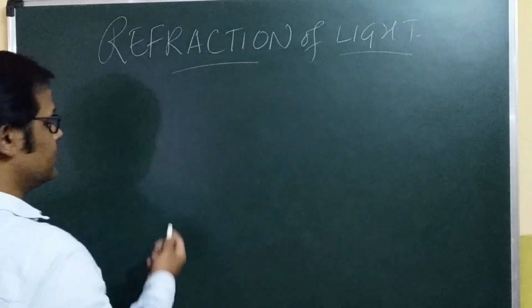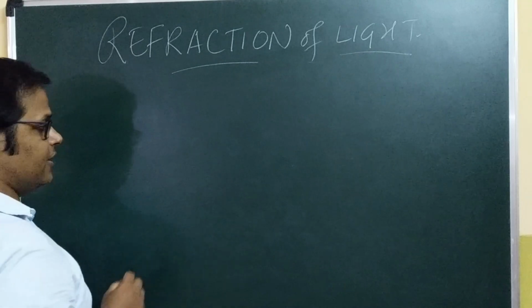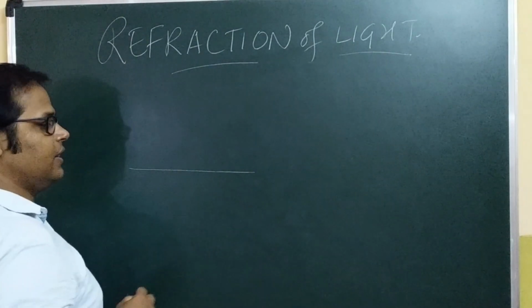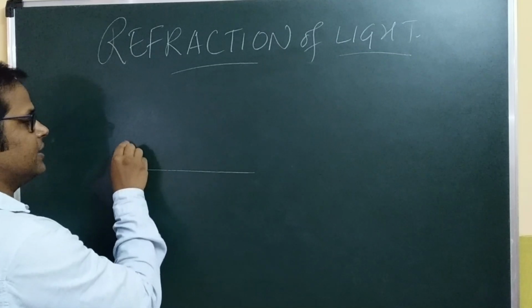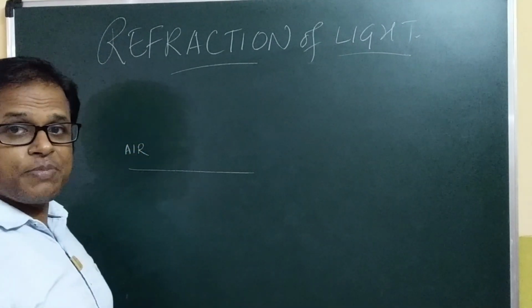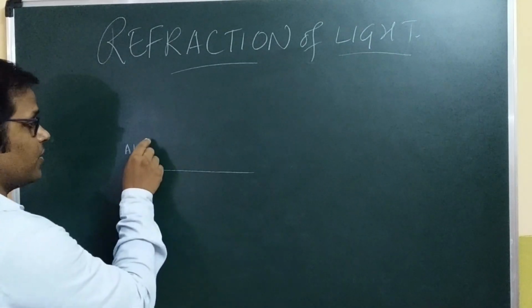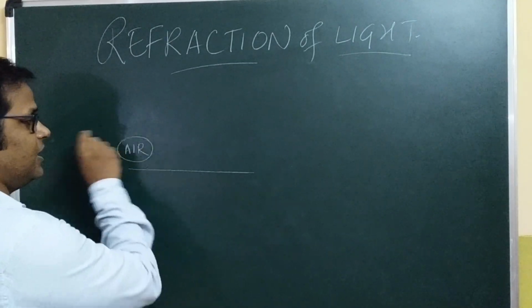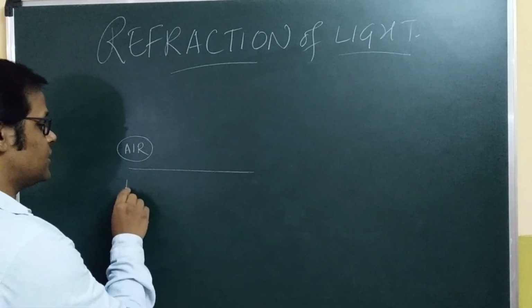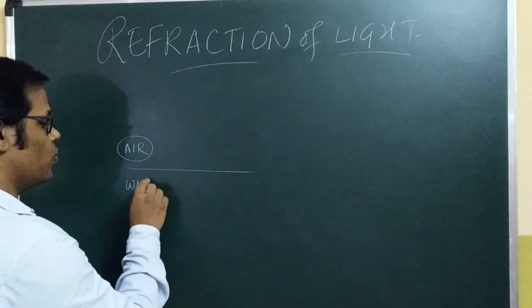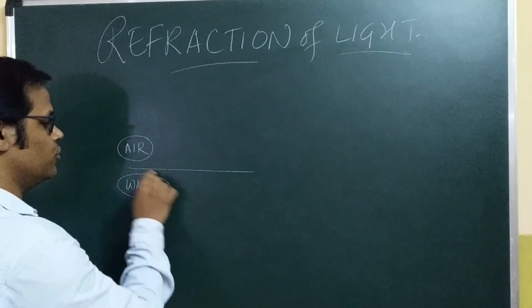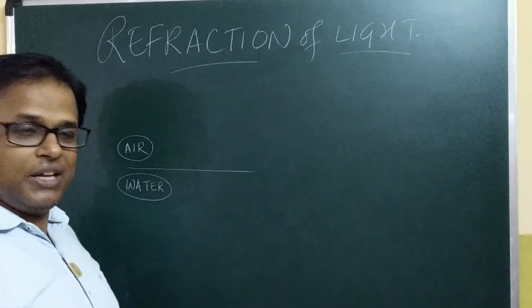Alright? So let me draw a very simple ray diagram. First of all, I show you the straight line. This straight line will indicate the separating layer between two different transparent mediums. One of the most common transparent mediums is air, and in my examples or the visuals, I was commonly preferring water as the other transparent medium. So let us continue with the same two transparent mediums.